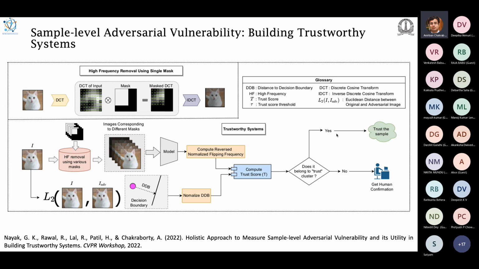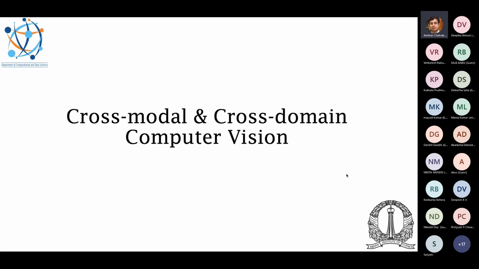The human operator can be alerted about any incoming sample that is highly likely to be misclassified at test time. So this is an up and coming area which is gaining a lot of importance in modern ML, especially in computer vision research. And this is some early work into that. So I will not take much time.